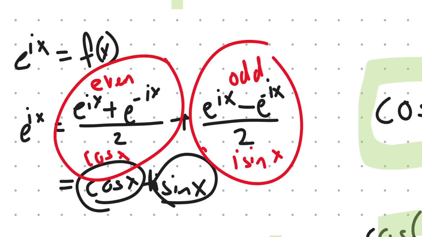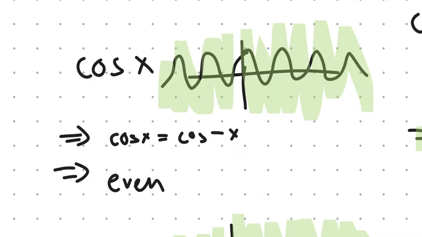Now, I want to see which part, cosine of x or i sine of x, is even or odd. So let's look at the functions cosine of x and i sine of x. Now, the cosine of x function: if you look at the right side, the positive branch of the x-axis, we see that it always looks identical to the left side of the function, so negative x. So we can say that cosine of x is equal to cosine of negative x, because cosine is an even function.